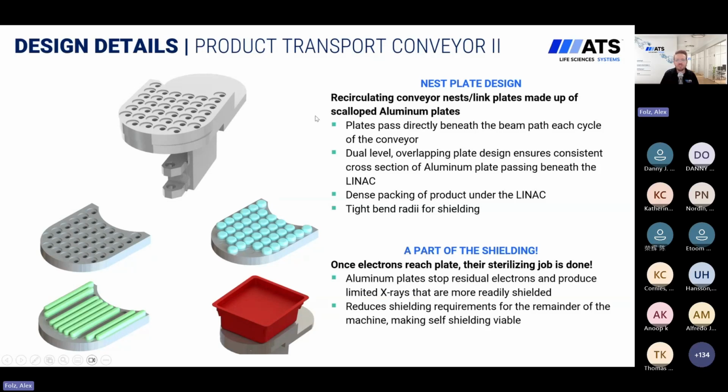One other exciting piece of the nest is they're actually a part of the shielding. Once electrons reach this plate, their sterilization job is done, right? They've already passed through the product. They've done what we're looking for them to do. So at this point, the aluminum plates are stopping those residual electrons and they're producing limited X-rays, which are more readily shielded. That is what's protecting these components below in the precision link conveyor, and it's reducing the shielding requirements for the remainder of the equipment, which is really what's making self-shielding viable here.